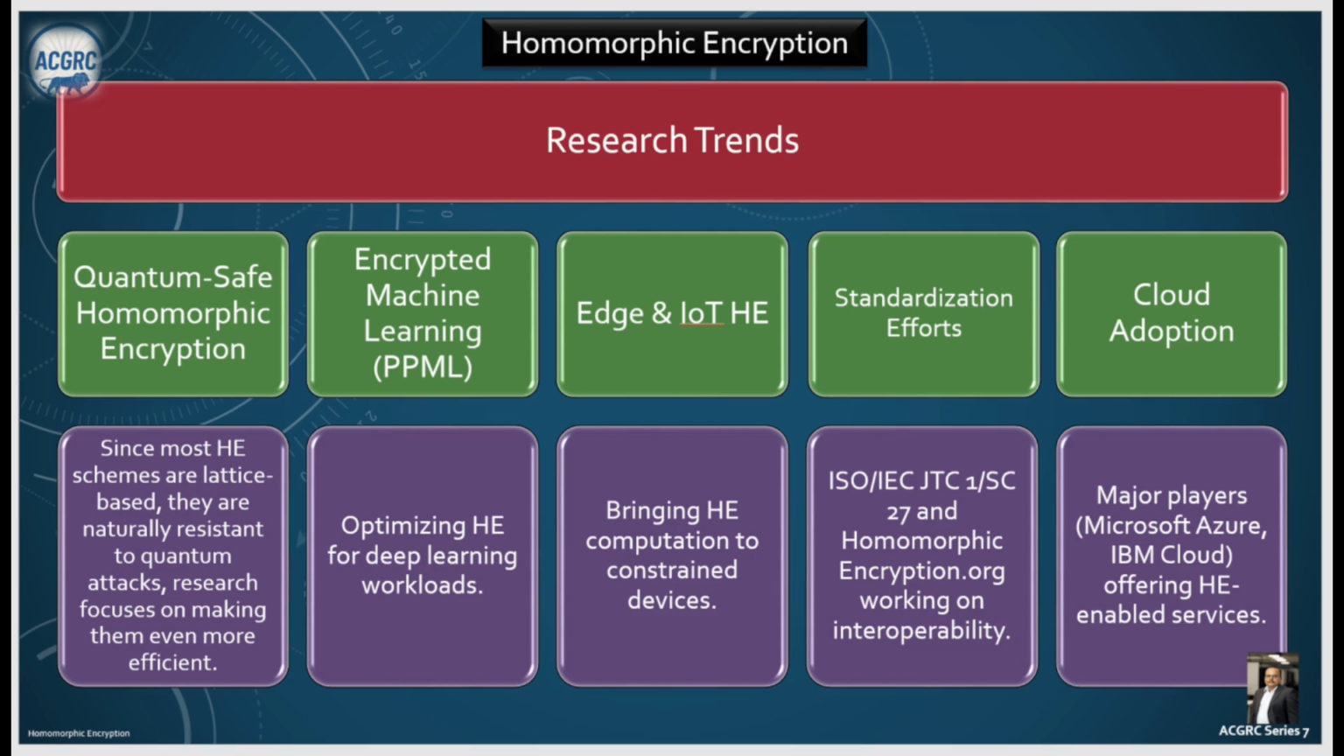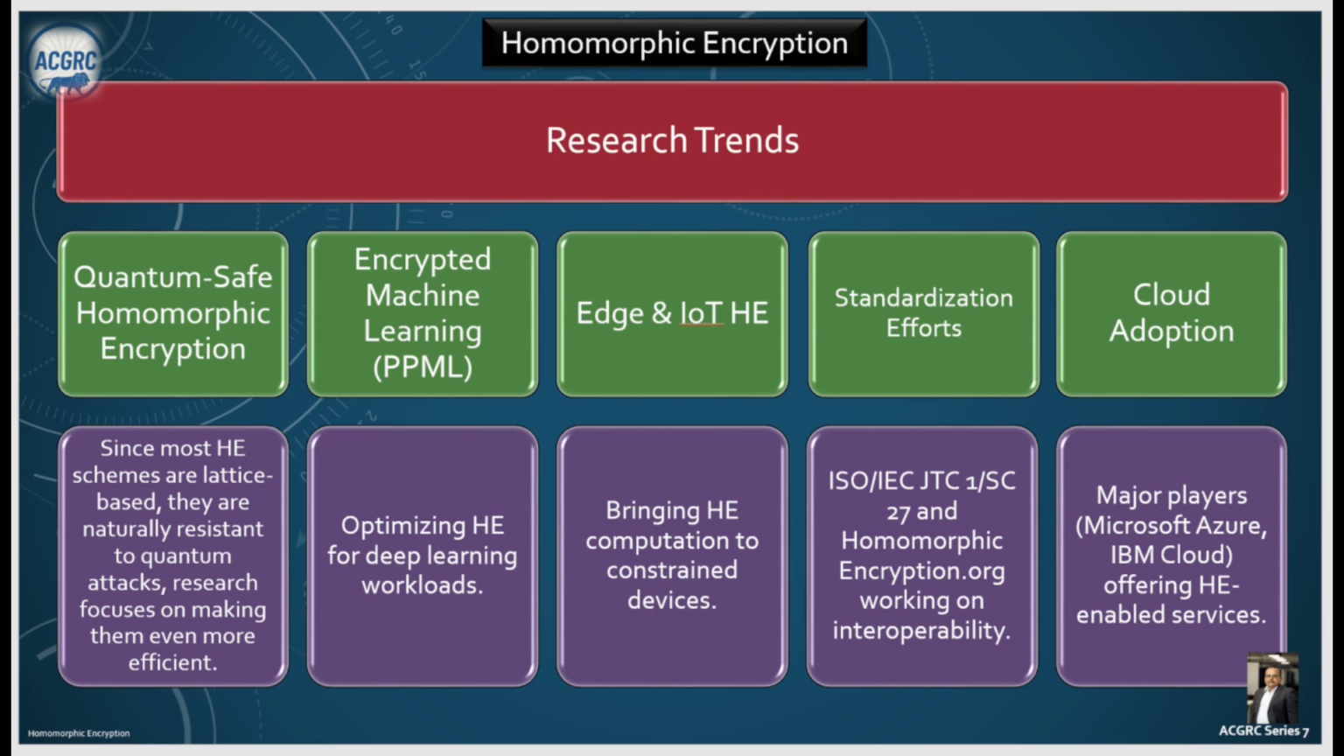Let's look at some of the research trends here. Well, quantum safe homomorphic encryption. Since most homomorphic encryption schemes are lattice based, they are naturally resistant to quantum attack. Research focuses on making them even more efficient. So now it is more about efficiency.